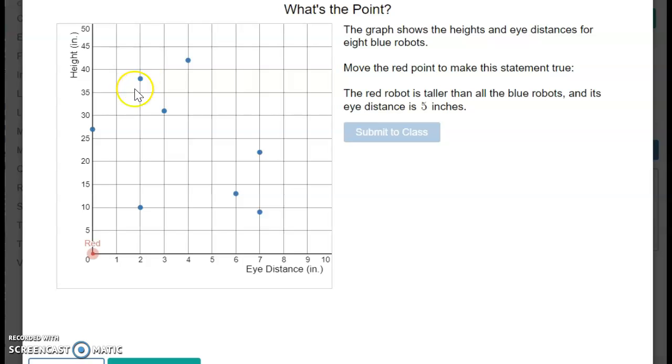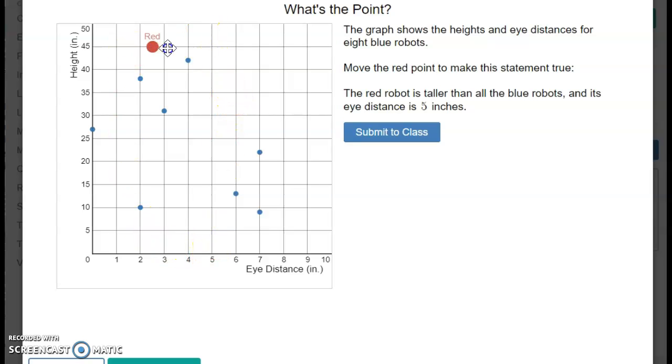Okay, but we want the red to be taller than any of them. So this one will represent the tallest of the blue robots, but we want the red to be taller than that. Okay, so maybe if I put it somewhere here, that would work. But its eye distance is 5 inches. Currently the eye distance is like 1.5 inches. We don't want 1.5, we want it to be 5.